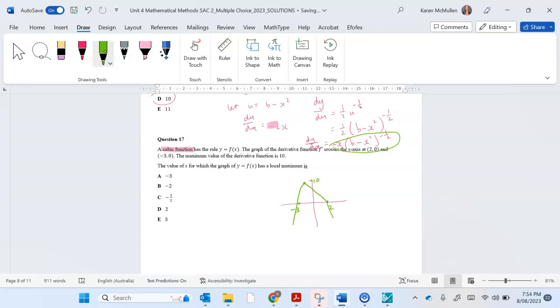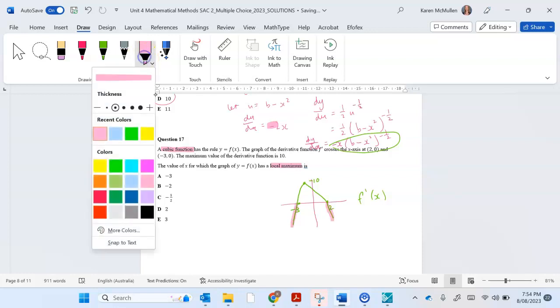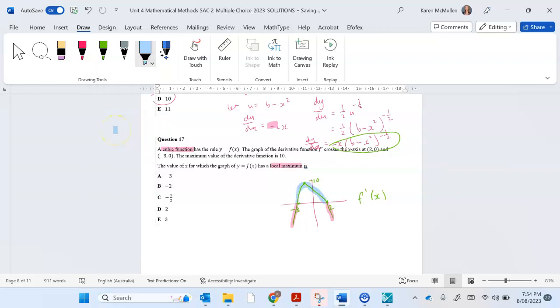So the value of x for which the graph y equals f of x has a local maximum. All right, sorry, I just had to think about what I was doing. So this is the graph of your derivative function. When we want a local maximum, we have to think about what's happening with the gradient. Here it's going to be negative, so we're below the x-axis, and here we're above the x-axis.